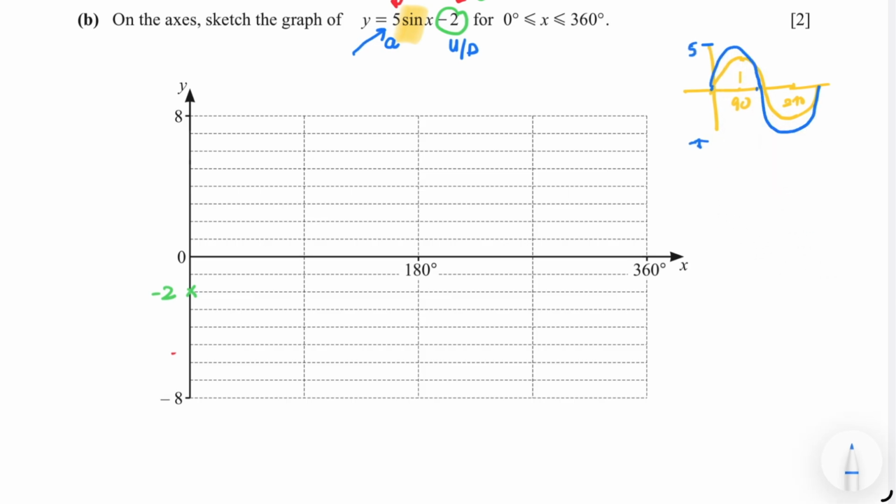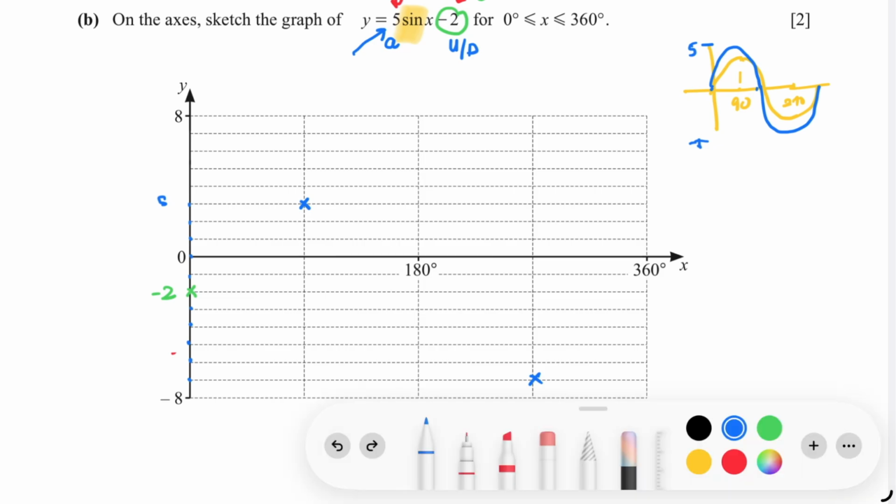Now we have all that we need. Let's plot that. This is our 0, right? So 1, 2, 3, 4, 5. This is going to be our highest point. And from the 0, negative 1, negative 2, negative 3, negative 4, negative 5. And this will be our lowest point. Next, we just have to sketch it smoothly.